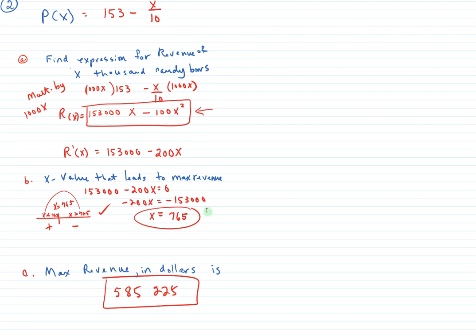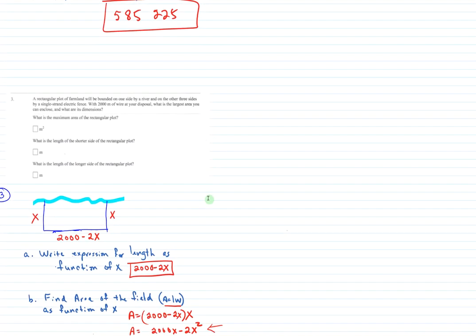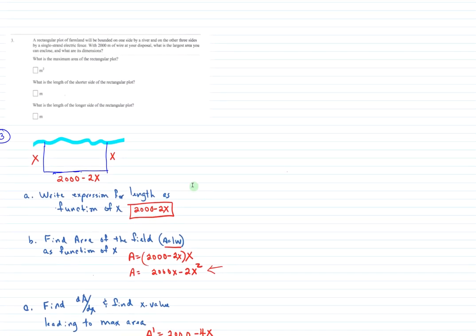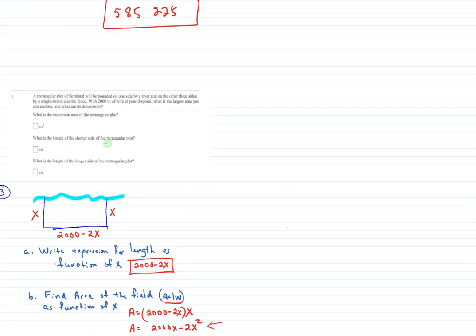We're doing the same thing over and over. All right, a rectangular plot of farmland will be bounded on one side by a river and the other 3 sides by a single strand electric fence. With 2,000 meters of wire at your disposal, what's the largest area you can enclose and what are the dimensions?